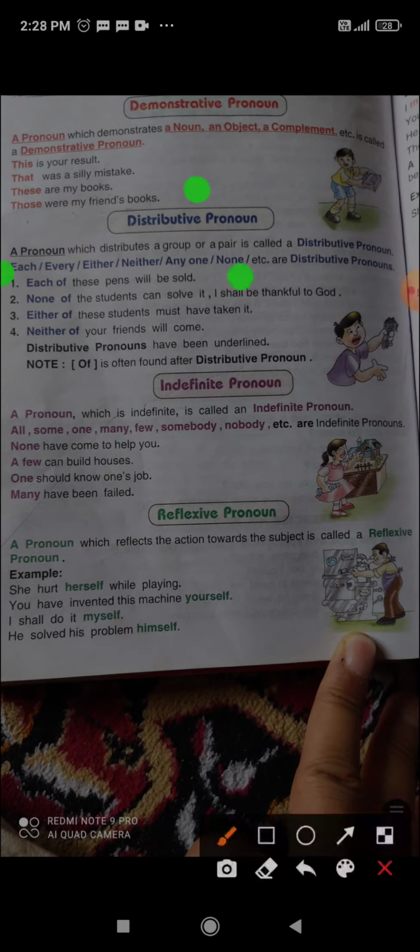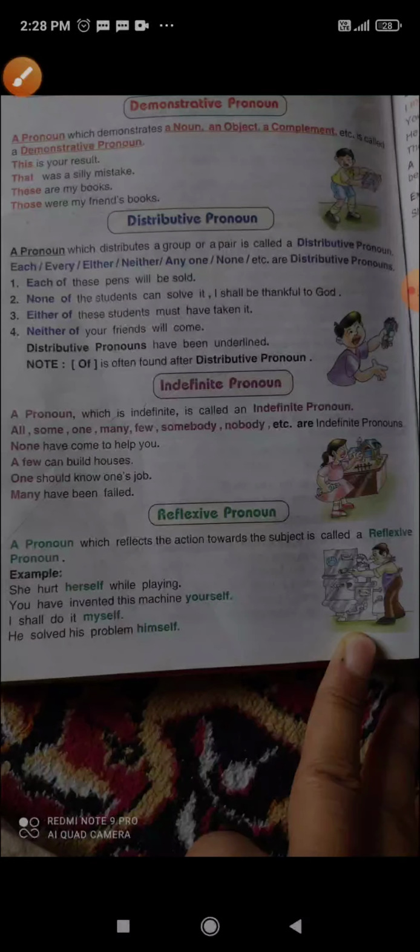We have a few examples. Each of these pens will be sold means he is talking about every pen. So here the distributive pronoun each of is used for pens. None of the students can solve it. None of means telling about every student, it's a distribution. None of means nobody among the students will be able to solve it.